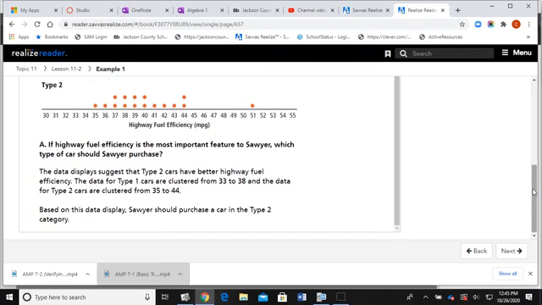It says, the data display suggests that type 2 cars have better highway fuel efficiency. The data for type 1 cars are clustered from 33 to 38, and the data for type 2 cars are clustered from 35 to 44. So based on the data displayed, Sawyer should purchase a type 2 car. All right?